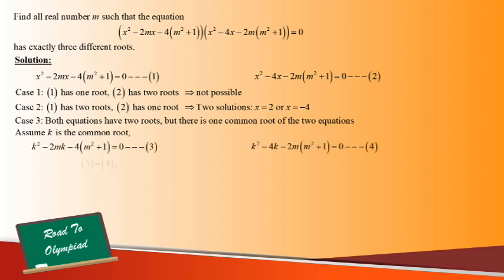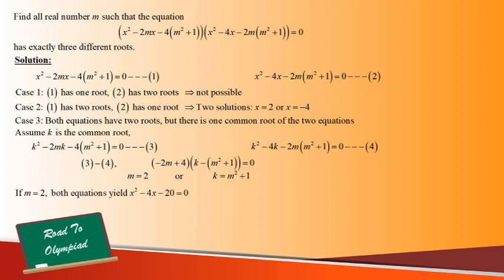Taking equation 3 minus equation 4, we come up with these equations, which can be simplified as this one. Solving the equation gives us two solutions, m equal to 2 or k equal to m squared plus 1. If m is equal to 2, both equations will give us x squared minus 4x minus 20 equal to 0. This will only give us two solutions, so m equal to 2 is not the real number we are looking for.